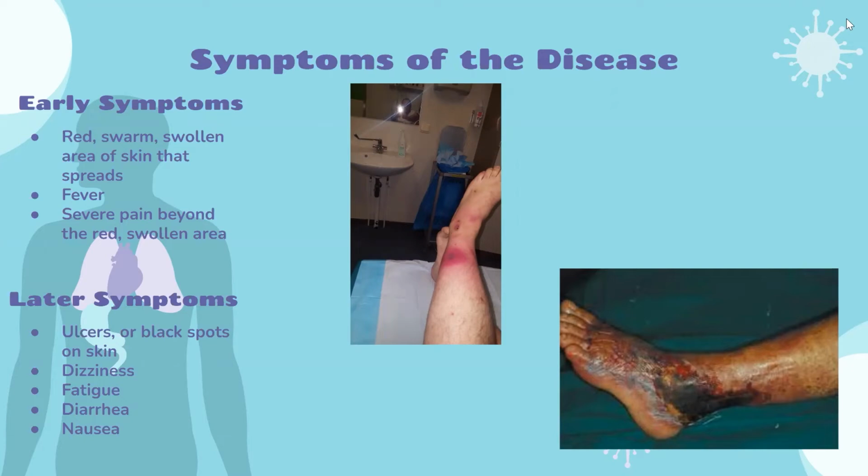Its name gives an idea of what exactly the bacteria does. Necrotizing means the death of tissues, while fasciitis means the inflammation of the fascia, or tissue under the skin that surrounds nerves, fat, muscles, and blood vessels.